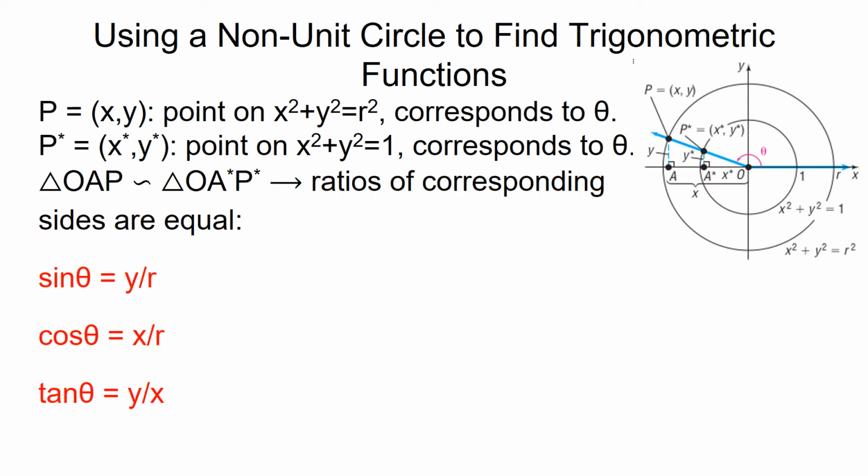And because that's true, we can say that sine theta is equal to y over r, cosine theta is equal to x over r, and tangent theta is equal to y over x. Note that when r equals 1, these values look like the ones we already obtained using the unit circle. As expected, the functions cosecant, secant, and cotangent are reciprocals of sine, cosine, and tangent, respectively.